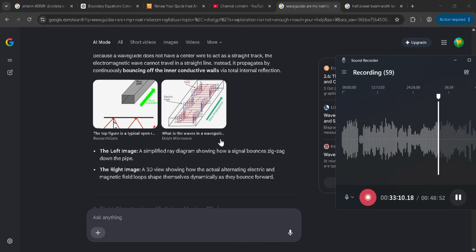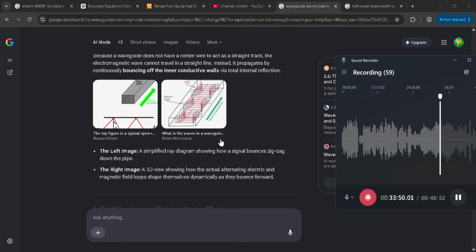So total internal reflection happens inside this hollow pipe of metal. Due to the total internal reflection, the wave bounces and propagates. The left image is a simple wave diagram that shows how a wave bounces in a zigzag down the pipe. The right image is a 3D view showing the actual alternating electric and magnetic fields. It looks more like a horn antenna, and the magnetic field loops shape themselves dynamically as they bounce forward.